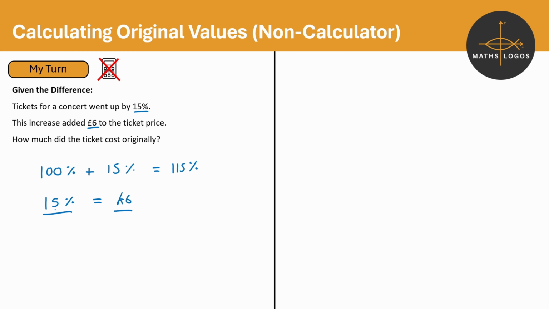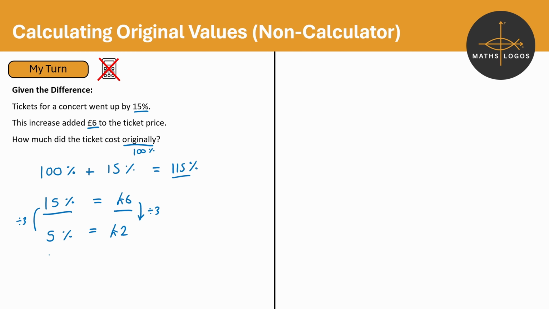We use this as our starting point, and we want to scale to 100% in this case. Now, the reason it's 100% is because it asks how much did the ticket cost originally. Now, originally is my 100%. It may well have asked how much did the ticket cost after the increase, in which case we'd want to scale up to 115%. I'm going to divide 15 by 3 to get to a helpful building block of 5%. And I'll divide £6 by 3 as well, which gives me £2.